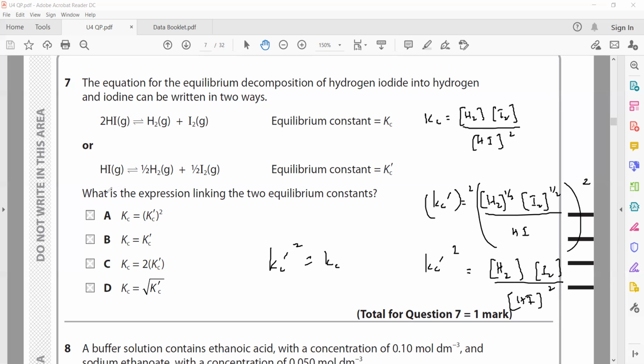So which statement does it match with? With statement A, it matches. That's why A is the right answer.